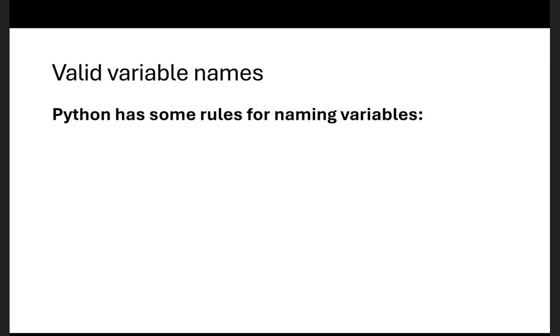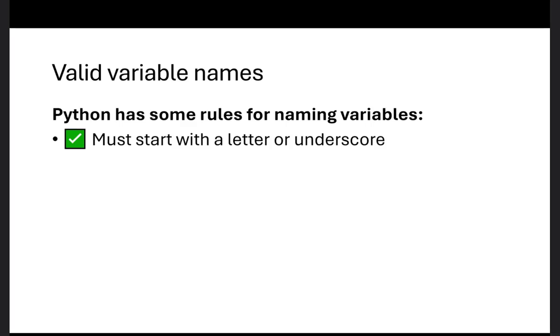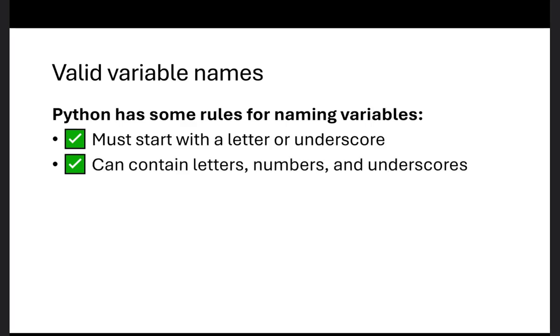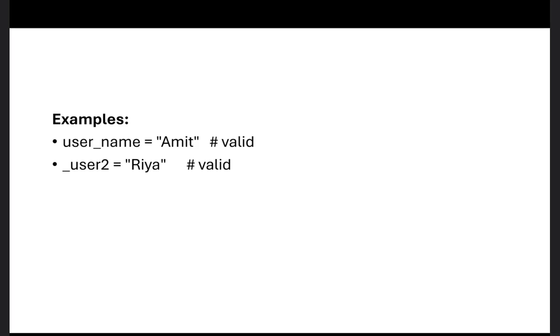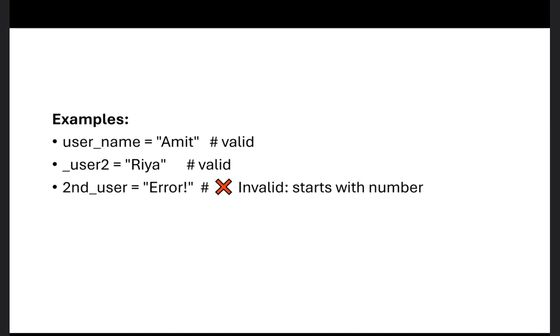Python has some rules for naming variables. A name must start with a letter or underscore, and it can contain letters, numbers and underscores. It cannot start with a number, and it cannot use Python's built-in keywords like if, while, class, etc. For example, user_name is a valid variable, and _user2 equals Ria is also a valid variable. But 2nd_user starts with a number, so it is an invalid variable.